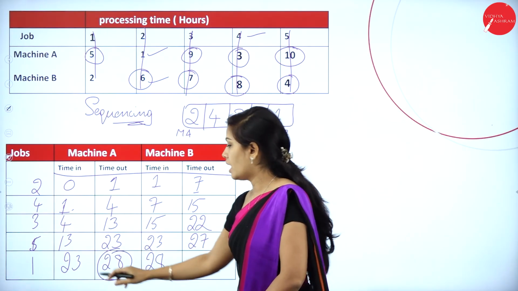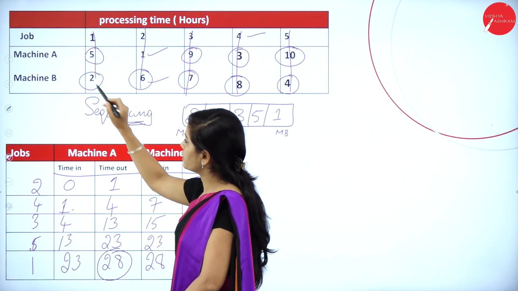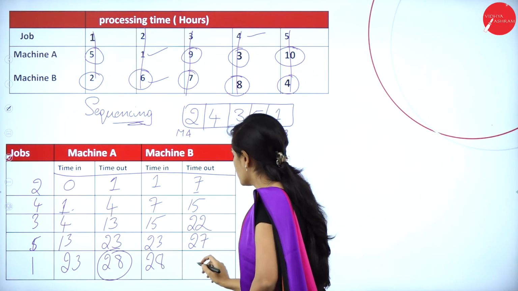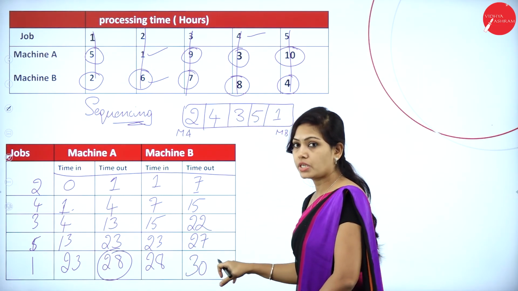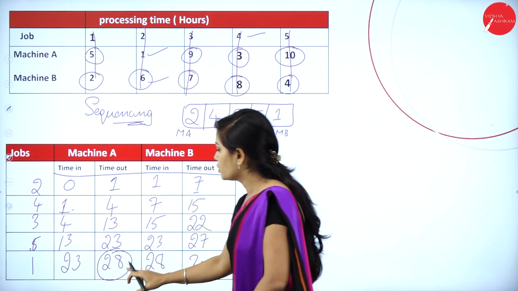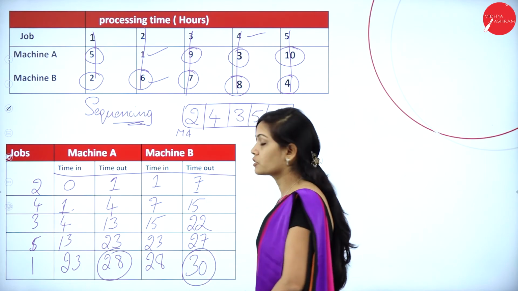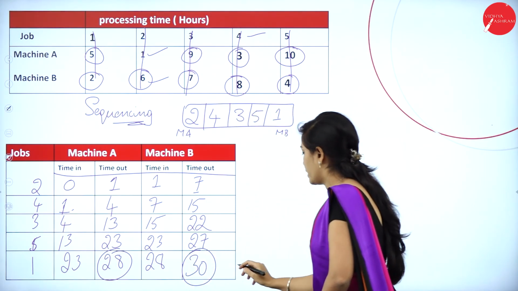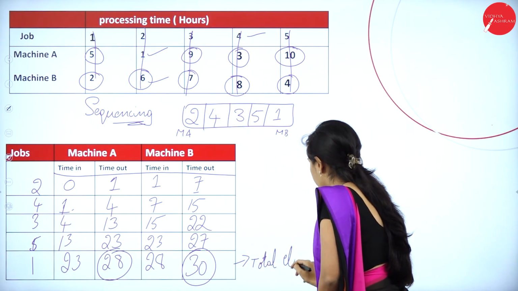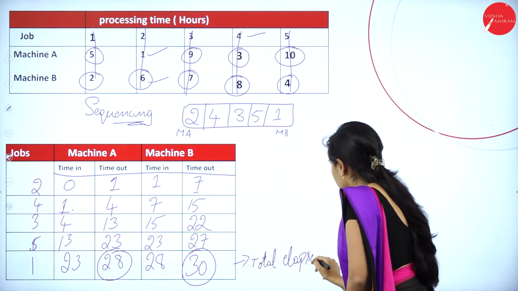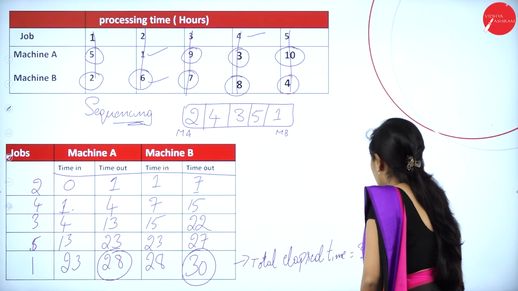So now last job 1, processing time on machine B is 2. So 28 plus 2 is 30. So 30 is a completion time of machine B and 28 is a completion time of machine A. So 30 is called the total elapsed time. Total elapsed time is equal to 30 hours.